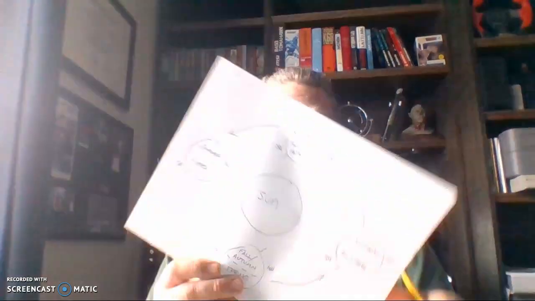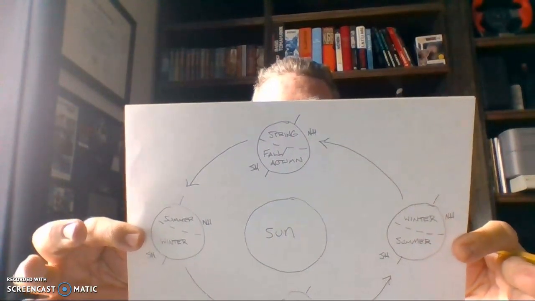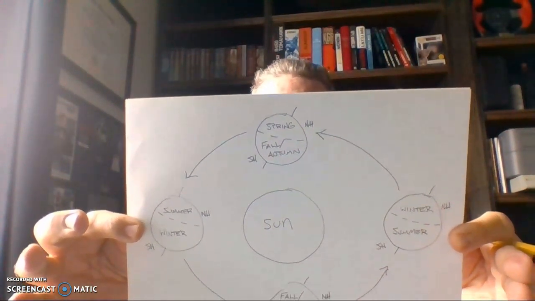After winter in the northern hemisphere comes spring, which means in the southern hemisphere it is going to be fall or autumn. So now I've got it filled out. I should be able to accurately answer the questions.